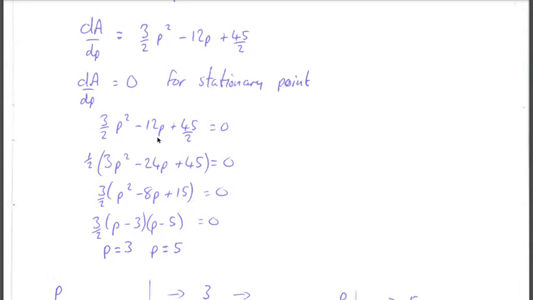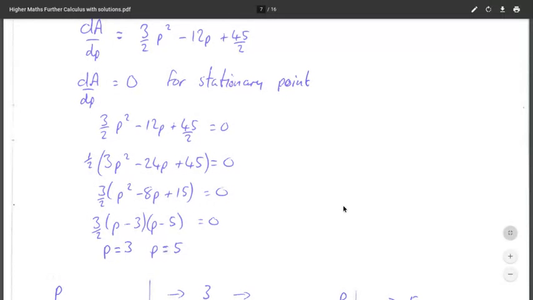So guys, if you're ever doing a question, if it's got fractions in it, take out the half as a common factor, and always look for a common factor before factorizing. Makes your life so much easier. So factorize this, it should be straightforward for you guys. p minus 3, p minus 5. So our two values of p will be 3 and 5.